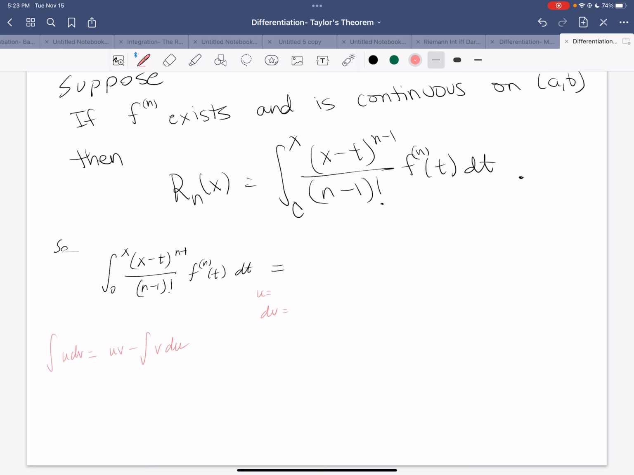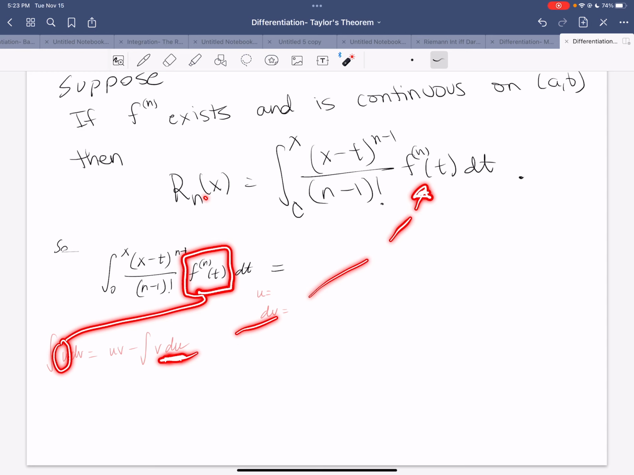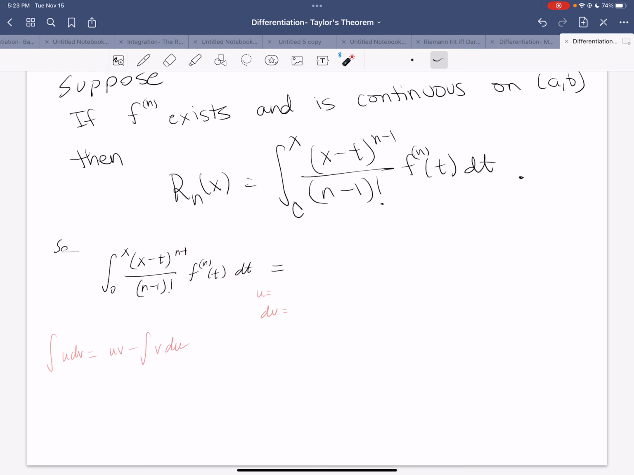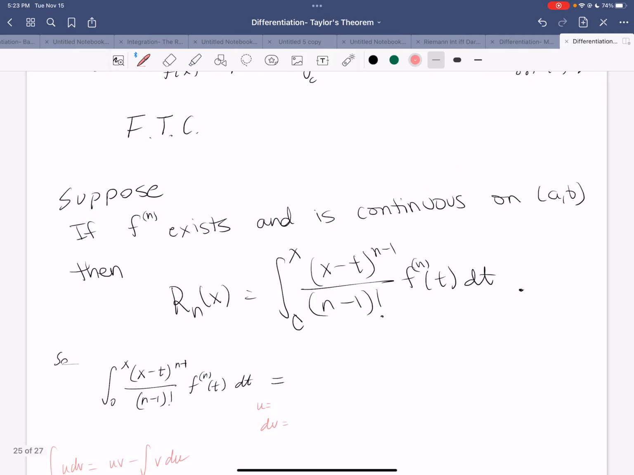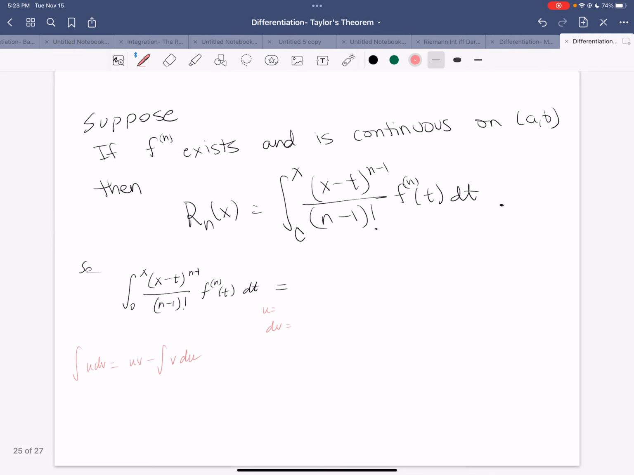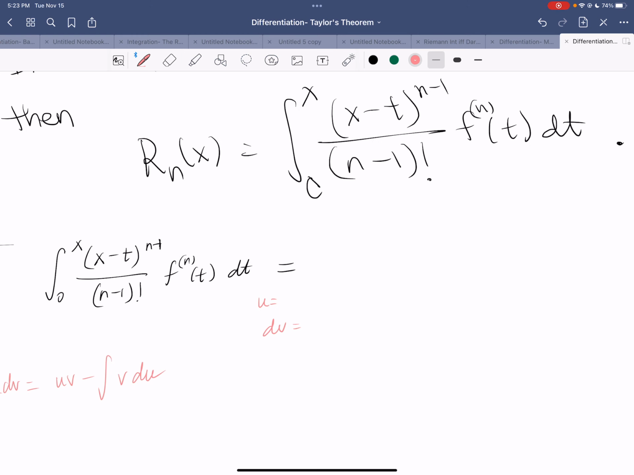What do I want to be my u and what do I want to be my dv? I think I'm going to want u to be the nth derivative, so that my du will be the (n+1)th derivative, which matches with having R sub n+1, right? Because I'm trying to get to this statement being true for n+1 if it's true for n, okay? So u is going to be that nth derivative of f at t, and my dv is going to be (x minus t)^(n-1) over (n-1) factorial dt.